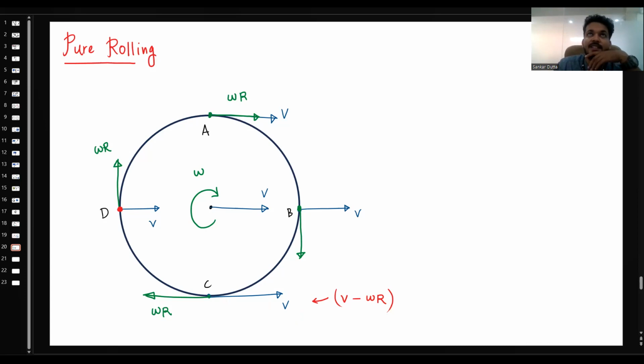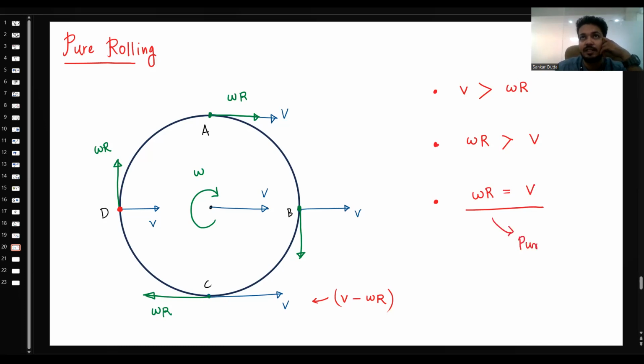So guys, please understand there are three scenarios. Scenario number one is when the translation velocity is greater than omega R. There is also this second scenario when omega R could be greater than V. But when we are cruising on the highways, with no acceleration involved or no slipping involved, you can say that omega R is pretty much equal to V. This condition is known as pure rolling.